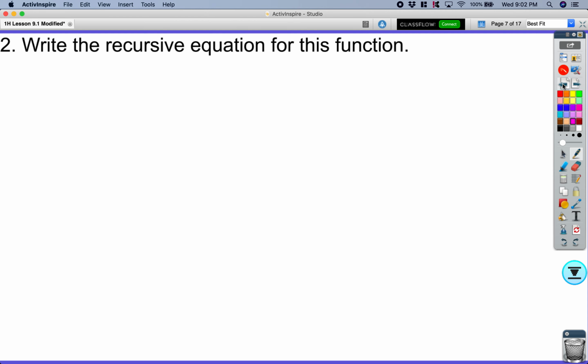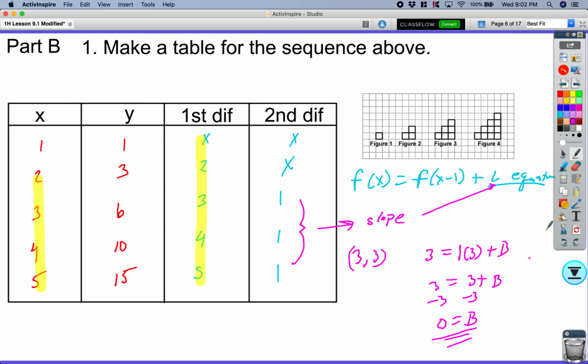So then my final answer, which I'll write right here. I just noticed I did all of this work here, but you guys get the point. All of this work should be under number 2. So the function of x is equal to the previous term plus the linear equation, so this would just be 1x.